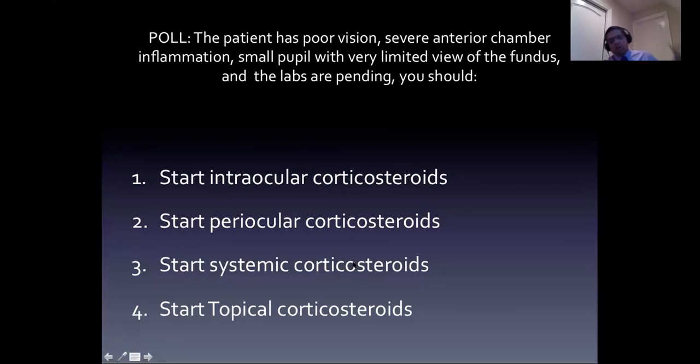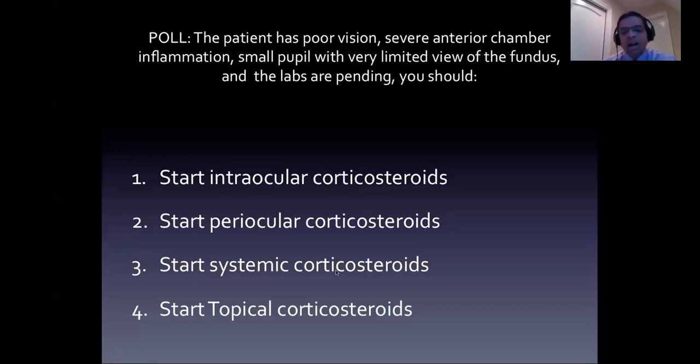So the worst thing that you can do when you don't have a view of the posterior pole and you have somebody who has severe inflammation, they have granulomatous KPs, posterior synechia, you can't see anything in the back, and it's a unilateral disease process. You haven't looked in the back of the eye. The worst thing you can do is to give them an intraocular shot of steroids, periocular steroids, or systemic corticosteroids. Why? Because if they have acute retinal necrosis syndrome, you finish the eye. You've made things a lot worse and irretrievably worse in these situations.